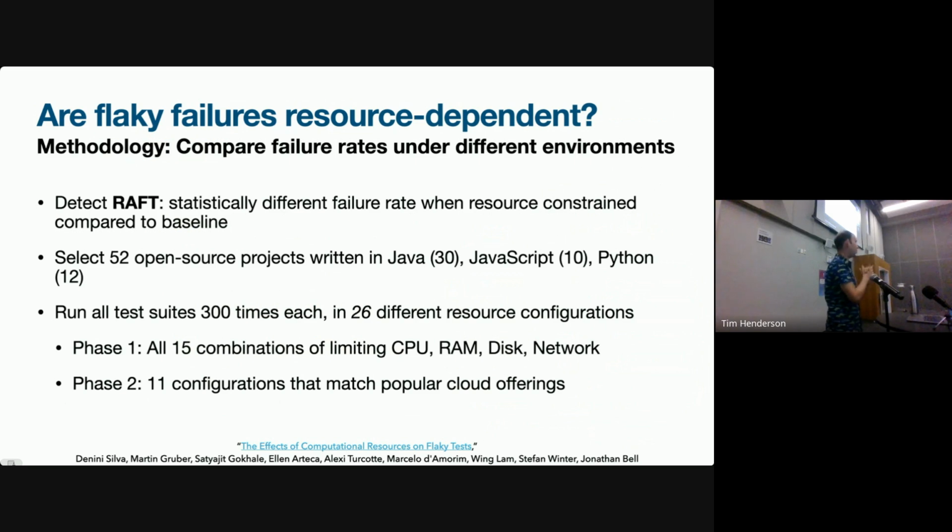And then for something a little bit more appropriate in the real world, we also selected 11 configurations that match popular cloud offerings. If you were going to spin up containers on Amazon ECS Fargate to run your flaky CI stuff on, we picked configurations that match what you could pay for there.